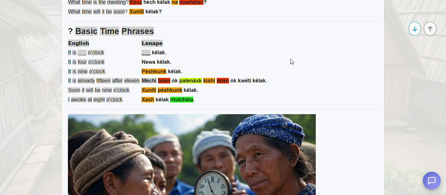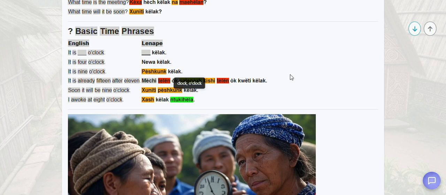So to answer the question Kèxa, hèch, këlak, you simply say whatever the time and the hour followed by clock. So nawa clock, it's 4 o'clock. Nacha clock, it's 3 o'clock. Peshkunk clock, it's 9 o'clock.